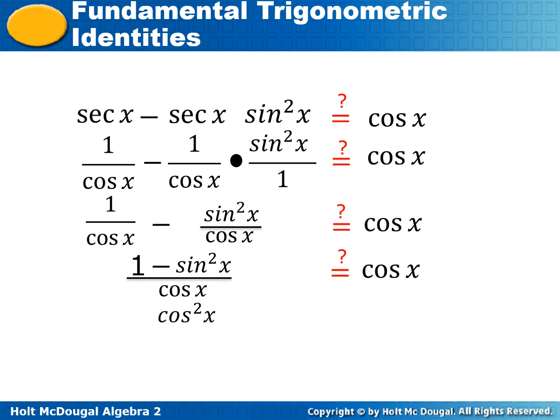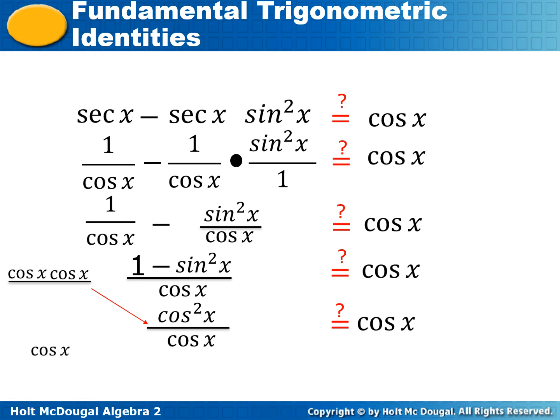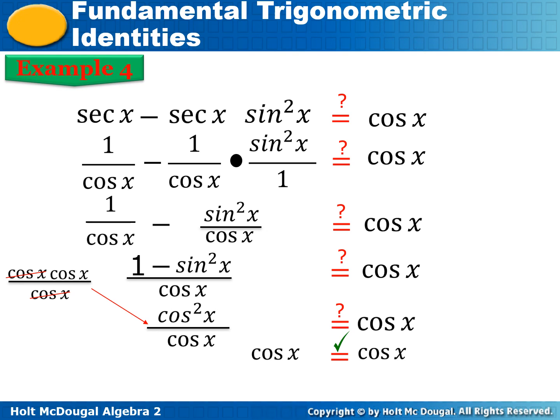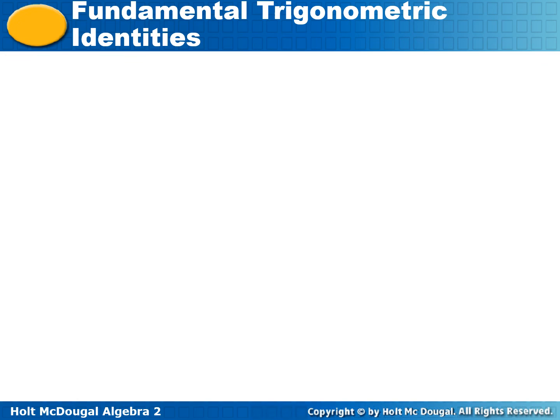So we all know that 1 minus sine squared x is equal to cosine squared x. And then we copy the denominator, cosine x. So from here, we can cancel cosine x and cosine x. So what's left is cosine x. So therefore, it is really equal to cosine x. Now let us have another example.